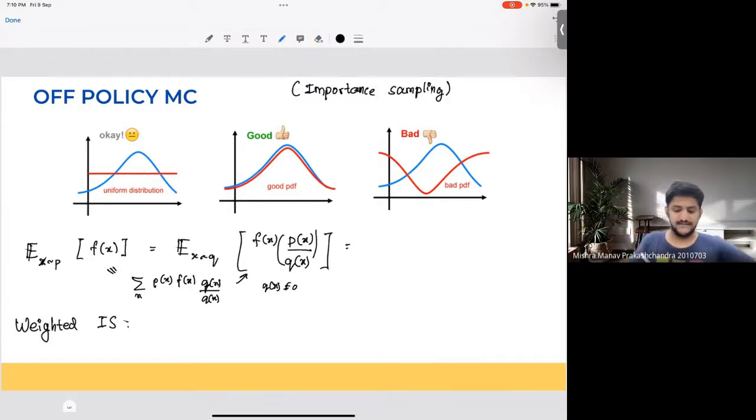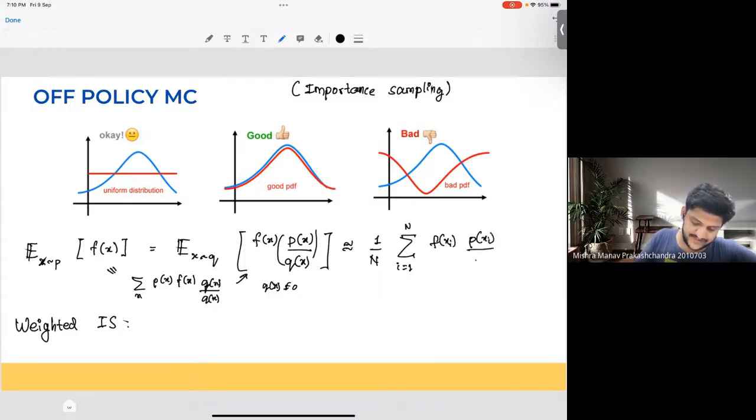So this can be approximated like this. I'm just drawing random samples and averaging over it. So this is f of xi times p of xi by q of xi. This is my simple importance sampling, and weighted importance sampling is here. I'm doing a simple average. Instead of doing a simple average, to make it more general, I can do a weighted average.